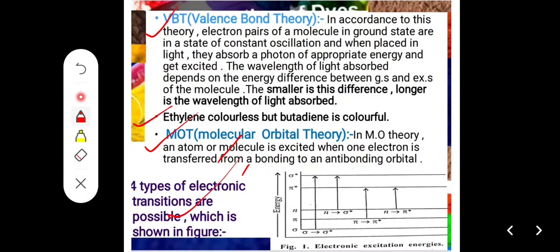Sigma is gerade, sigma star is ungerade, so that is gerade to ungerade. Pi is ungerade, pi star is gerade. Pi to pi star can be possible, but n actually does not belong to any gerade or ungerade category. So n to sigma star and n to pi star have low intensity.